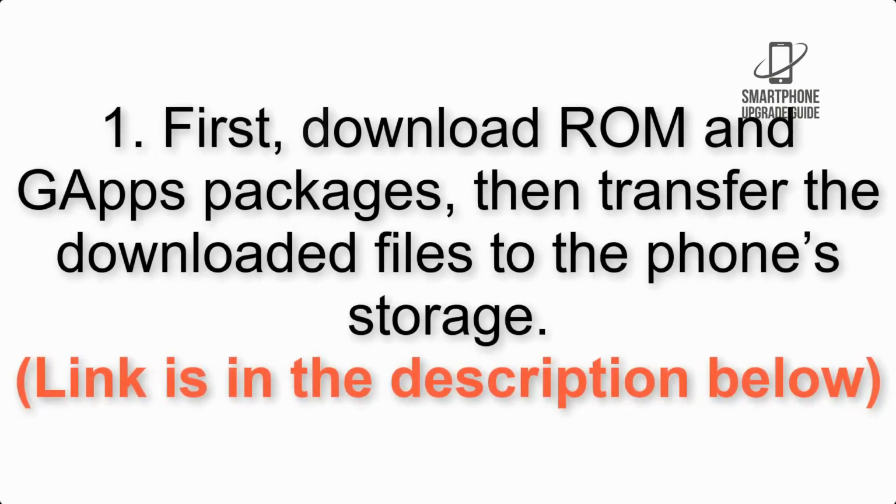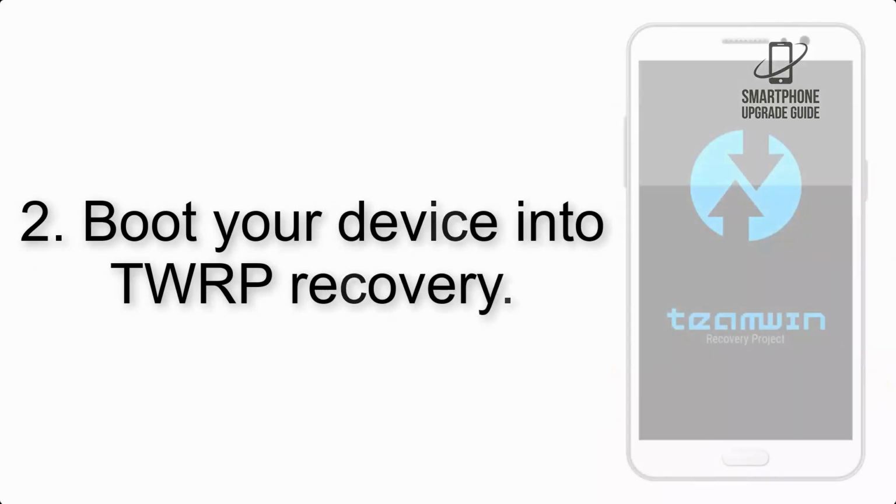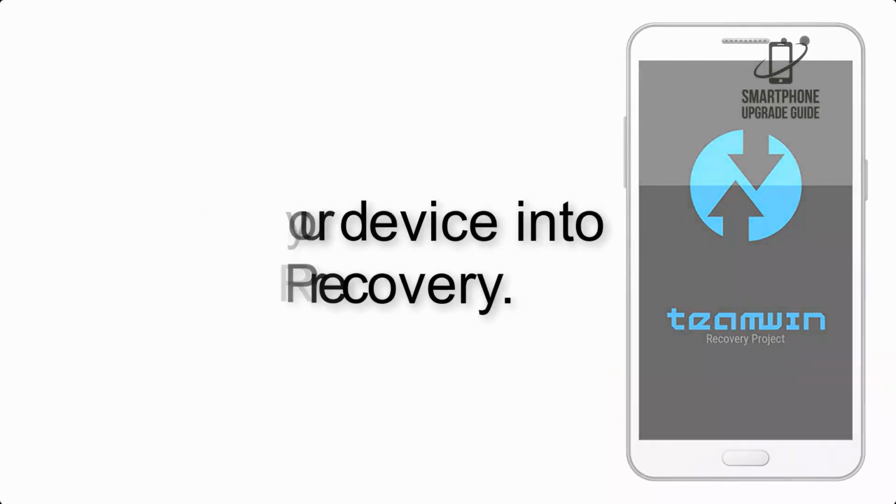Step 1. First, download ROM and GApps packages, then transfer the downloaded files to the phone storage. Link is in the description below. Step 2. Boot your device into TWRP recovery.